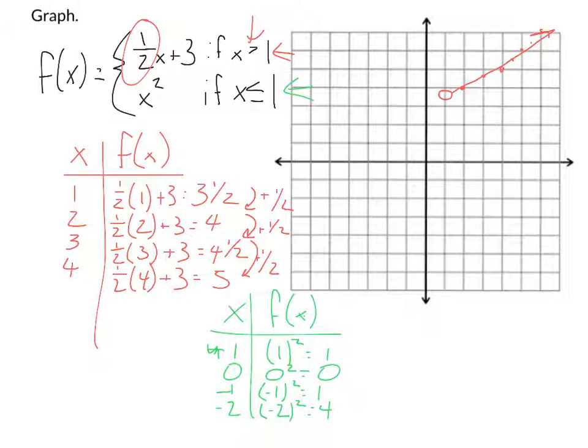Can x be 1 this time? Sure can. It can be less than or equal to. So that counts. We put a closed circle. 0, 0, -1, 1, 2, 4, and we have our portion of a parabola here. Okay, so this graph right here is the graph for this piecewise function. So that's your basic review of what a piecewise function looks like.